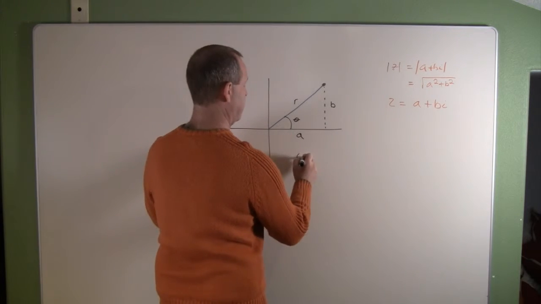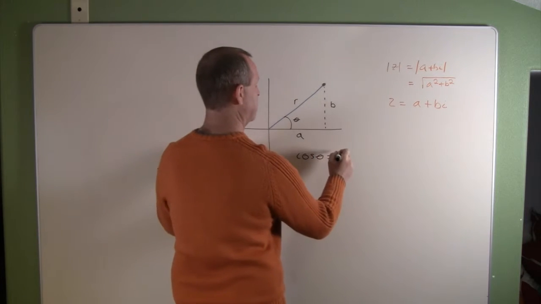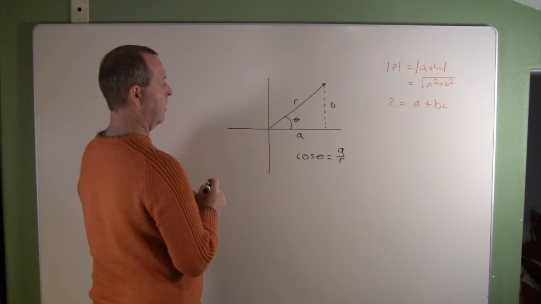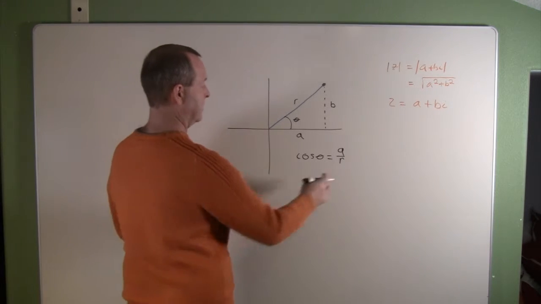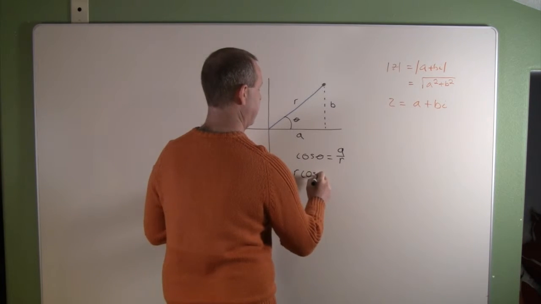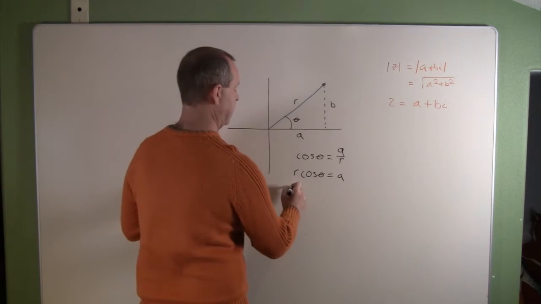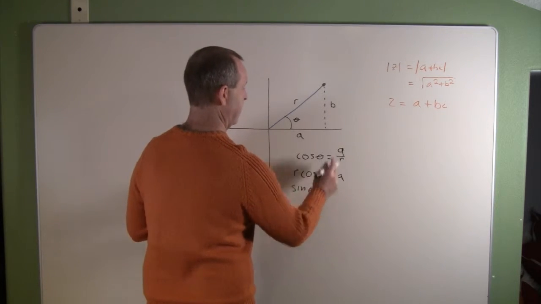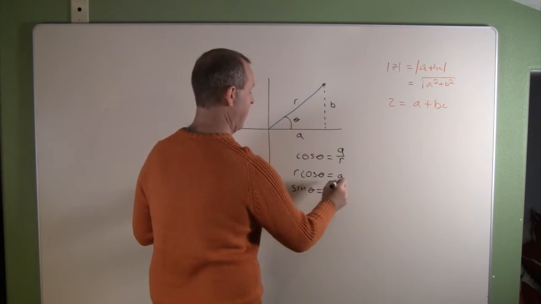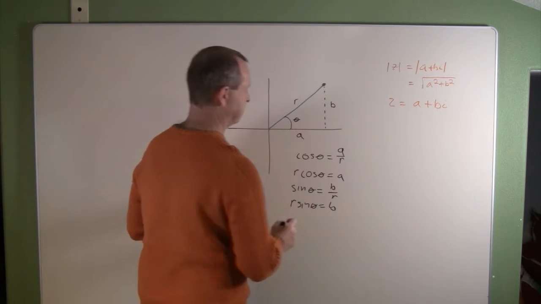So let's write the cosine of theta equals adjacent over hypotenuse. Solve that for a. So I multiply r by both sides. So I have r cosine theta equals a. Similarly, I'm going to look at the sine of theta, and that equaled opposite over hypotenuse, b over r. Solve that for b. I have r sine theta equals b.